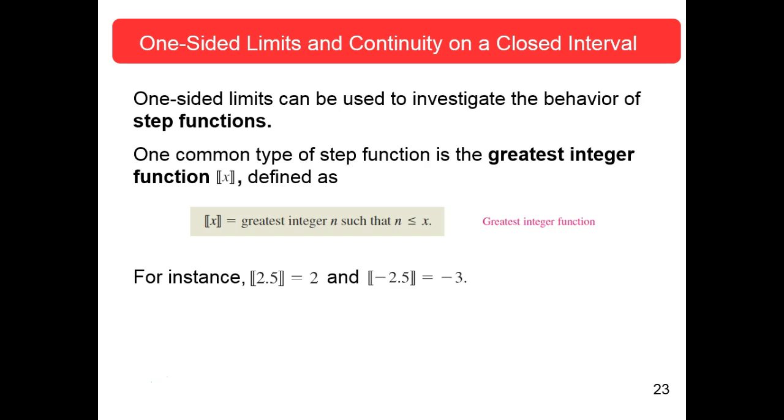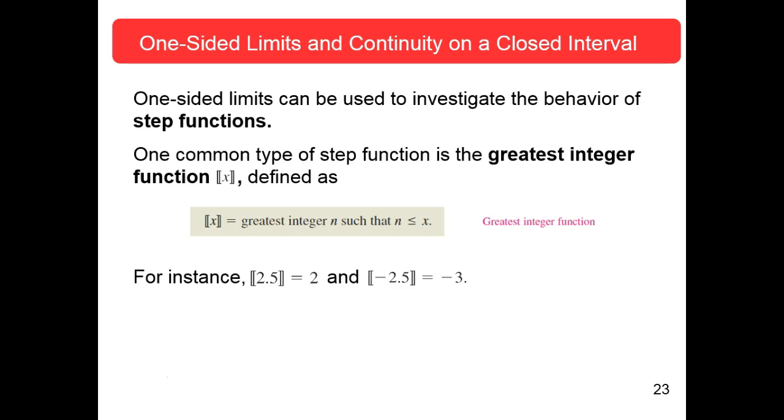Ran into it before? Not? Okay, it's defined to be, now it has sort of a double bracket is what I call it. Almost is like two absolute value signs, but it's not. It's a double bracket. That means the greatest integer, n, such that n is less than or equal to x.